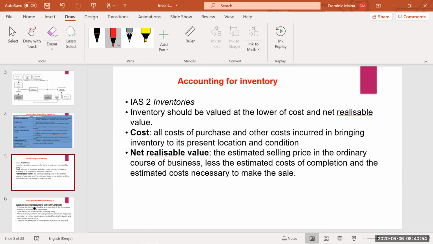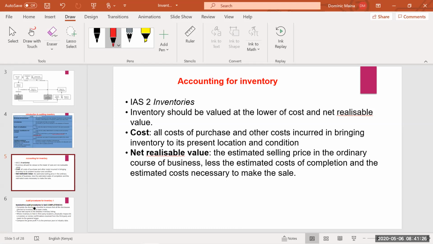So all the costs you incurred to have that inventory in your warehouse, at the disposal of your client: the VAT in case you need to pay for it, the import duty in case you paid for import duty, the transport cost, the actual purchase. Once we combine all those costs to have the inventory at the disposal of the client, that's what we mean by the cost.